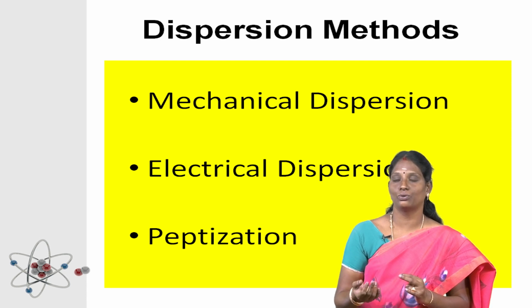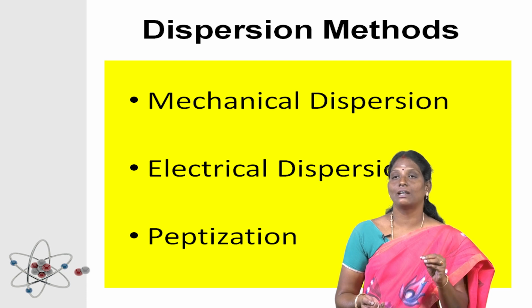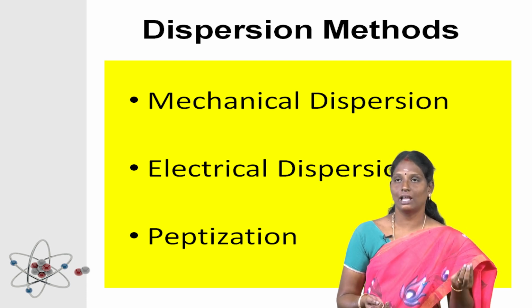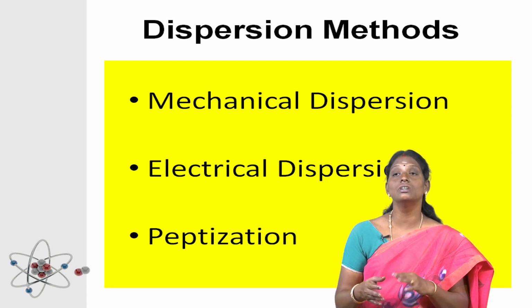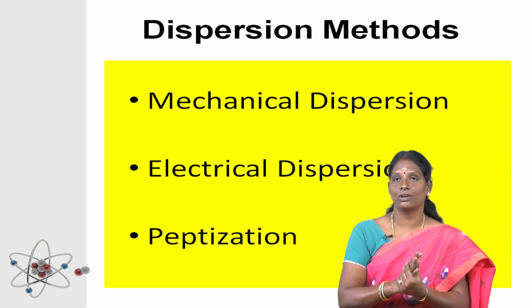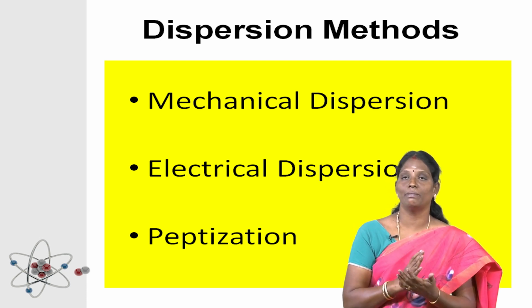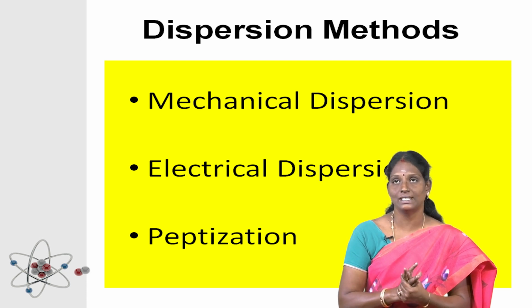between iron electrodes. So non-metal colloids can be prepared by suspending coarse particles of the substances in the dispersion medium and striking the iron electrodes, and we get the non-metal salts. Next preparation, peptization.